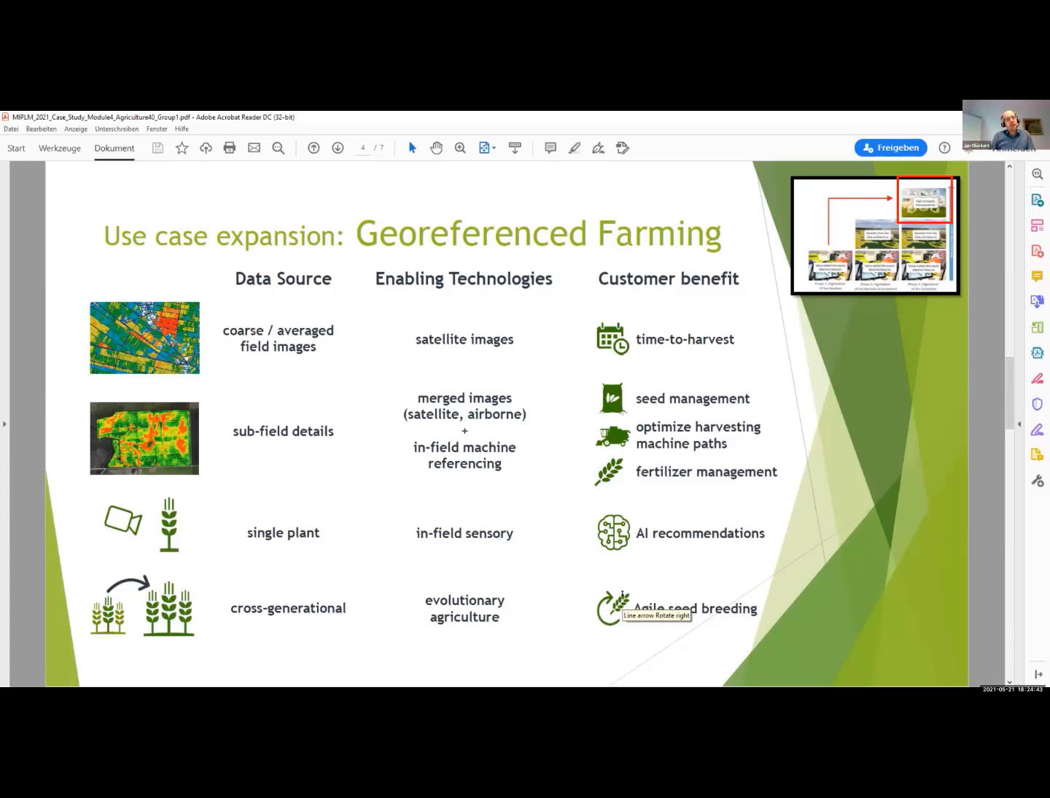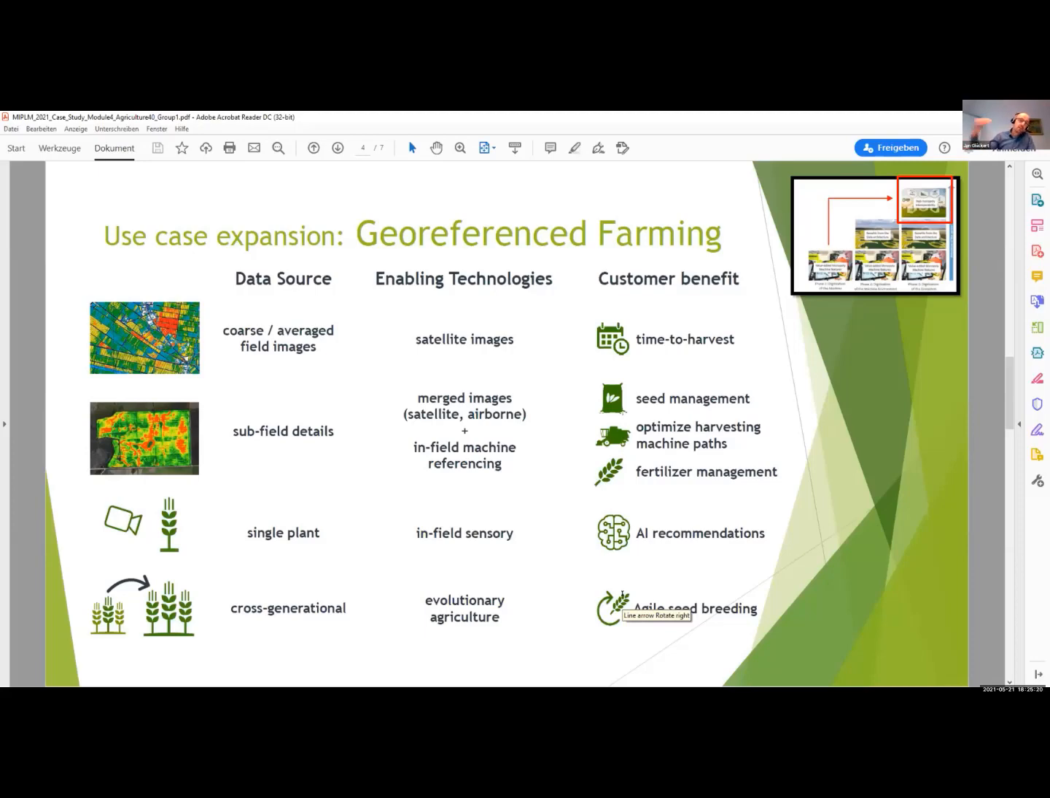Secondly, we can use in-field sensors, for example cameras, to do single plant farming, so that we are not farming a field, but a group of single plants. Within this in-field sensing, we can create a feedback loop showing what effects the first expansion had on the single plant. And of course, we can use this feedback loop to train an AI model and do artificial intelligence recommendation.